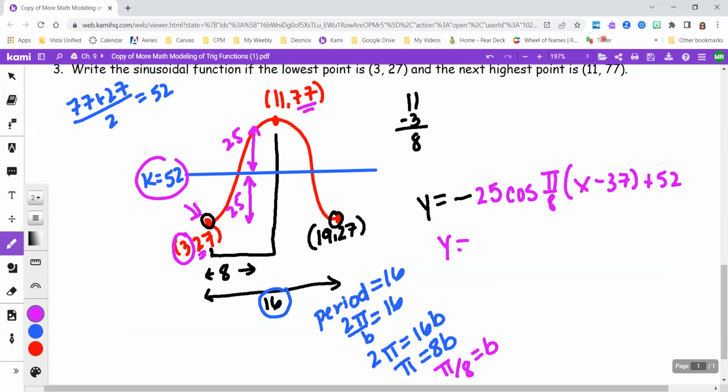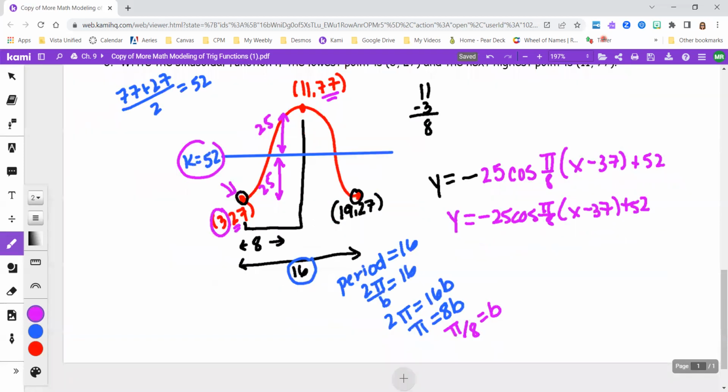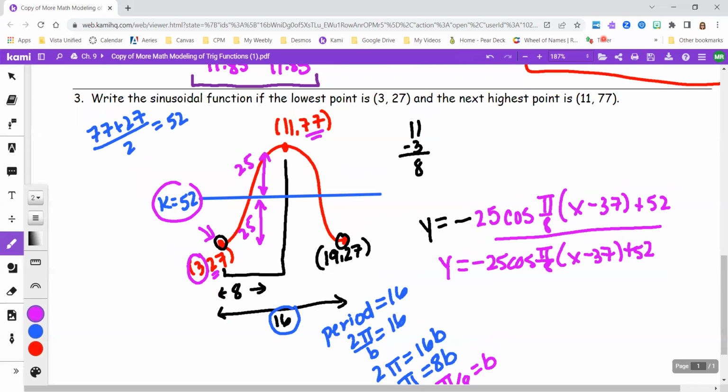So I'm going to have y is equal to, and then for this, we're going to put this into our calculator. So let me just write it, negative 25 cosine pi over 8 times x minus 3 plus 52. Okay, and what they want us to do actually is just the equation. So that's it. Done. And hopefully that helps you out.